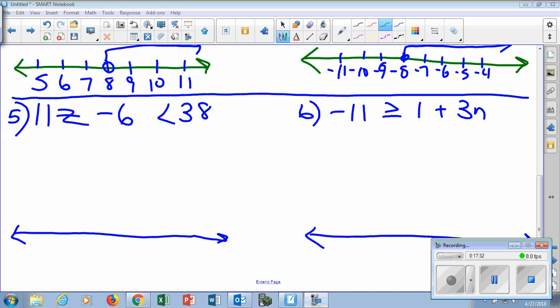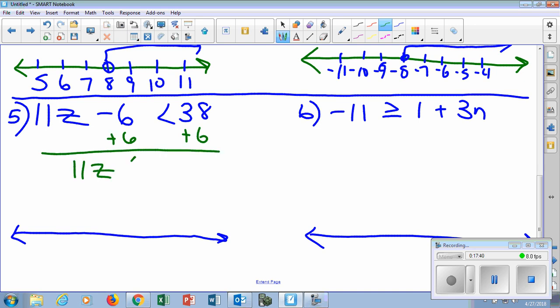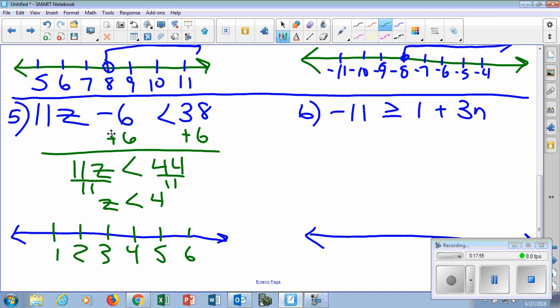I'll use green. So, we had to move the 6 over first, right? Yep, by adding it. So, you get 11z is less than 44. And when you divide by 11, z is less than 4. So, if I make my line graph, okay, so our point is at 4, open or closed circle? Open, because there's no equal. And then which direction am I shading? Any number is less than 4. To the left. All the numbers are smaller then.